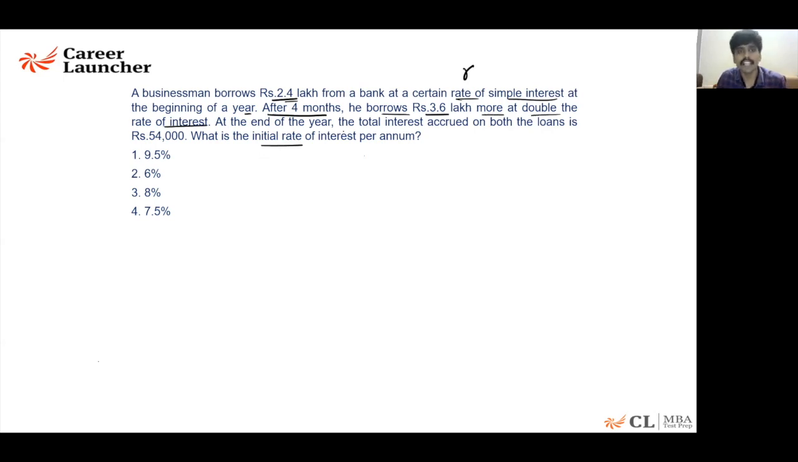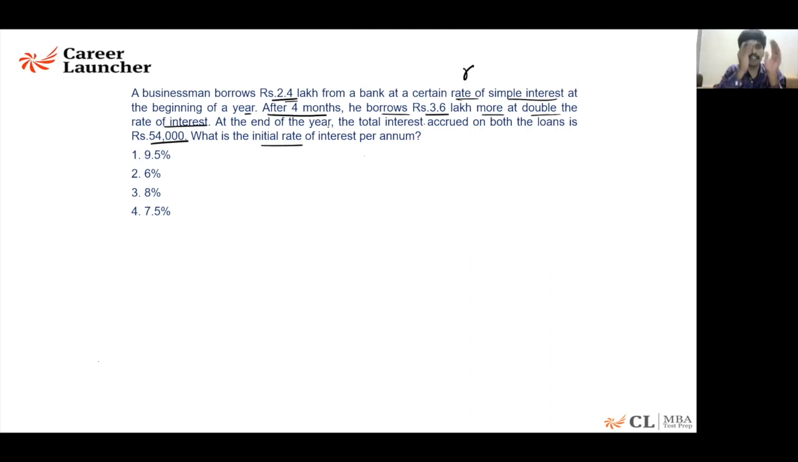Double the rate of interest. At the end of the year, the total interest accrued on both the loans is 54,000. The total SI is given. So there are two parts to this question. The one that started at the beginning of the year, then again after 4 months, what happened?